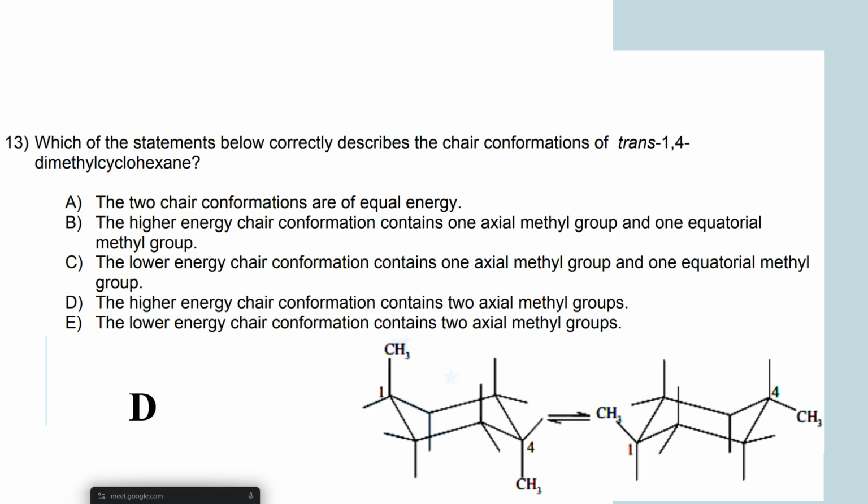Hence, if we go to the statements, now we know that both the conformers are not of equal energy, and the higher energy chair conformation is the one which will contain both the methyl groups in the axial position. So out of all these 5 statements, you will have to choose the fourth statement as correct, because it says the higher energy chair conformation contains 2 axial methyl groups.